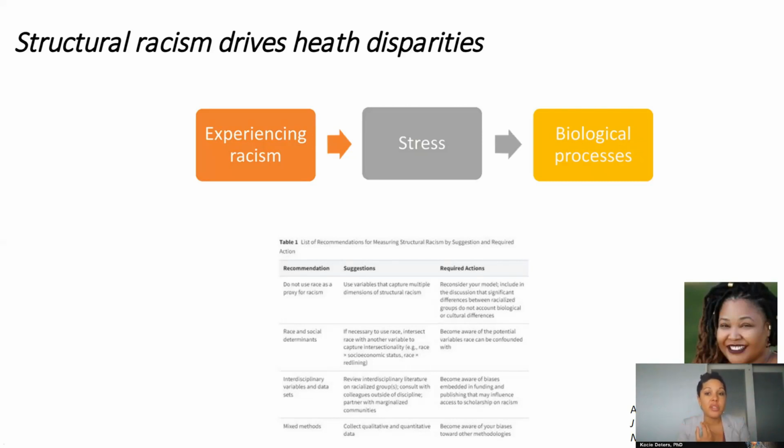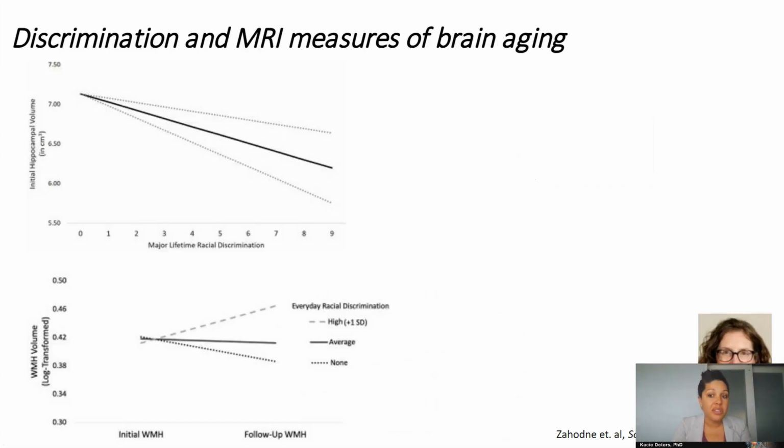When we talk about the life course, a person experiencing racism, again, that's usually something that has happened over the life course. Experiencing racism or discrimination is extremely stressful. This causes a lot of different changes in the body and may eventually cause changes in biological processes. So it is important that we still focus on tying in these social factors. Here's an example of that as well, from Dr. Laura Zahodne, showing that higher levels of discrimination and racism are associated with more hippocampal atrophy and higher white matter hyperintensity volume.